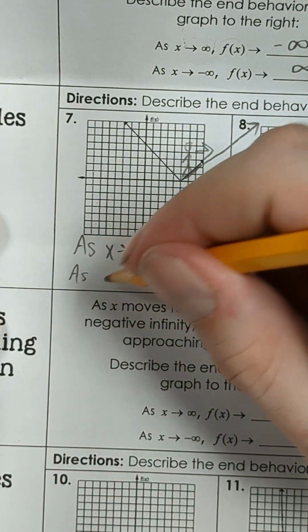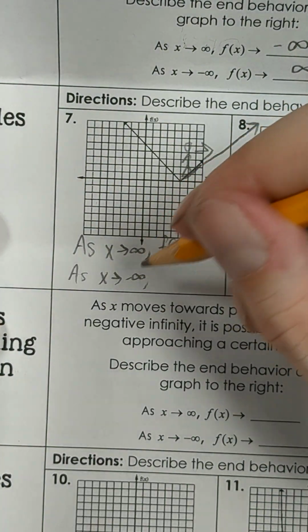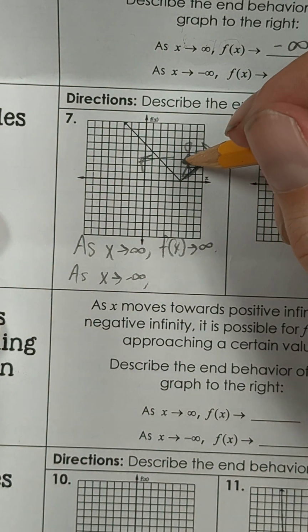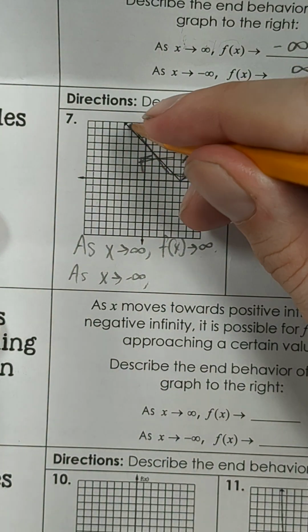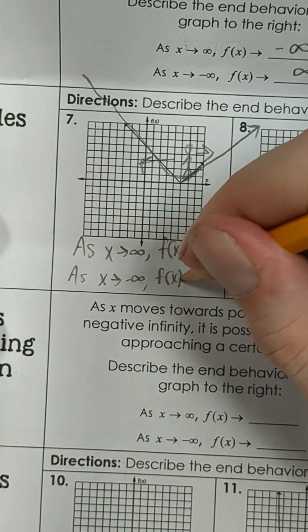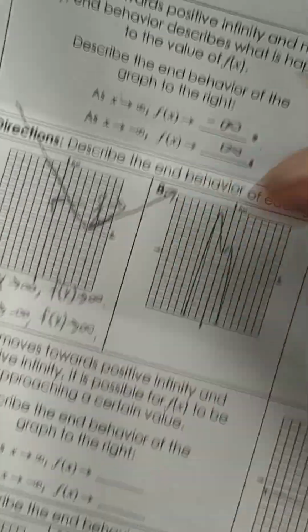Similarly, on my second sentence, as x goes to negative infinity, the only difference is that negative infinity is telling me I'm going off this way. Well, I might go down for a second and then go back up and up and up, and I'm never stopping. So f of x approaches infinity. Positive, because I'm going upwards.